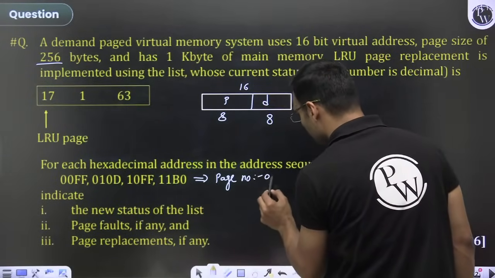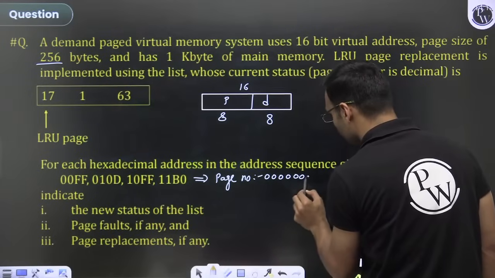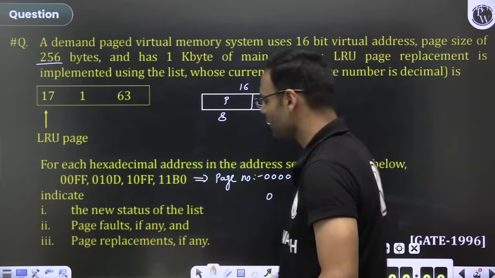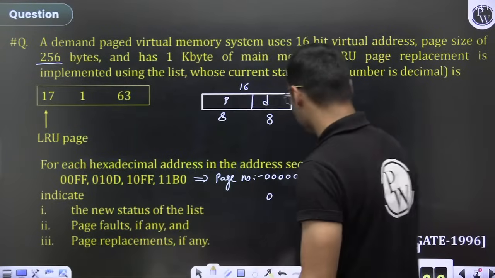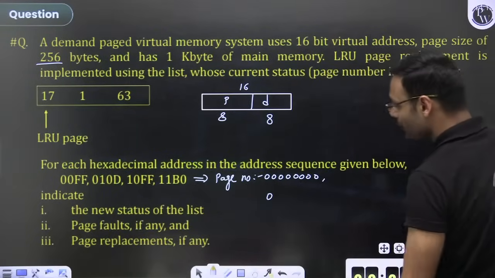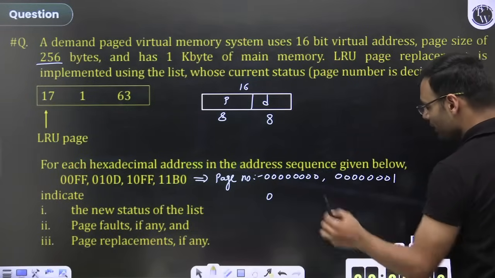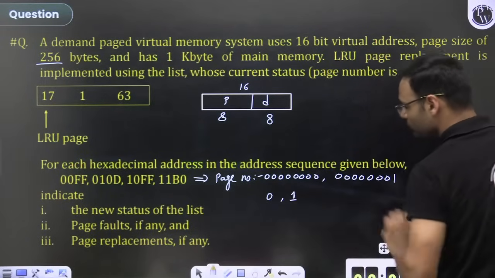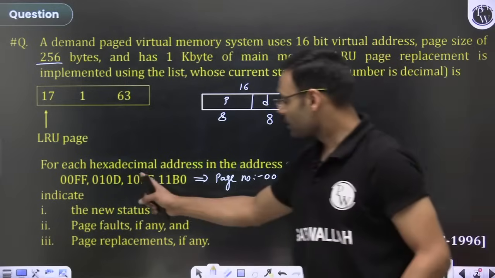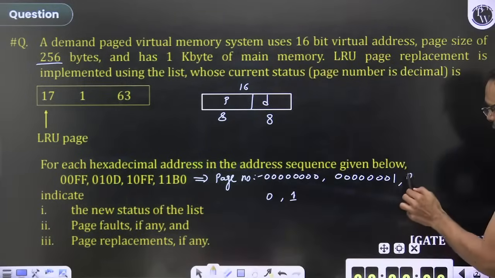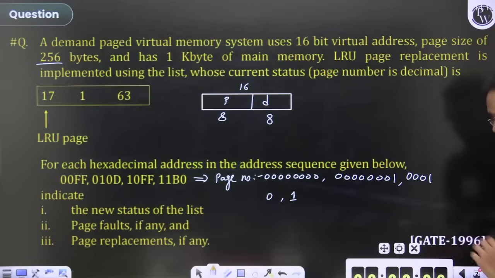Page number here is 1, 2, 3, 4, 1, 2, 3, 4, which is nothing but page number 0 in decimal. Here is 0 and 1. So 0, 1 is 1, 2, 3, 4, 1, 2, 3, 4, which is page number 1. Next, page number 10. 10 is 1, 2, 3, 4 is 1 and then 0.